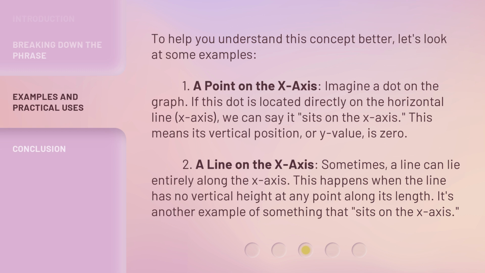2. A line on the x-axis. Sometimes, a line can lie entirely along the x-axis. This happens when the line has no vertical height at any point along its length. It's another example of something that sits on the x-axis.